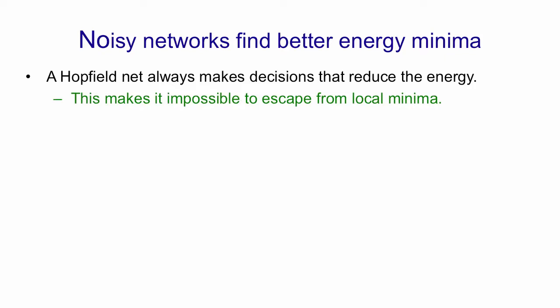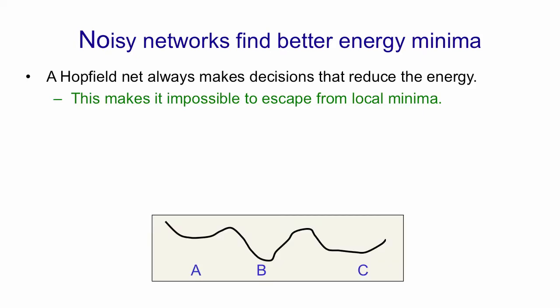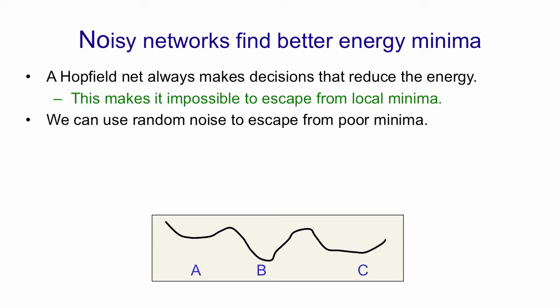So a Hopfield net always makes decisions that reduce the energy, or if it doesn't change the state of a unit, the energy stays the same. This makes it impossible to climb out of a local minimum. So if you look at the landscape here, if we get into the local minimum A, there's no way we're going to get over the energy barrier to get to the better minimum B, because we can't go uphill in energy. If we add random noise, we can escape from poor minima, especially minima that are shallow, that is, ones that don't have big energy barriers around them.